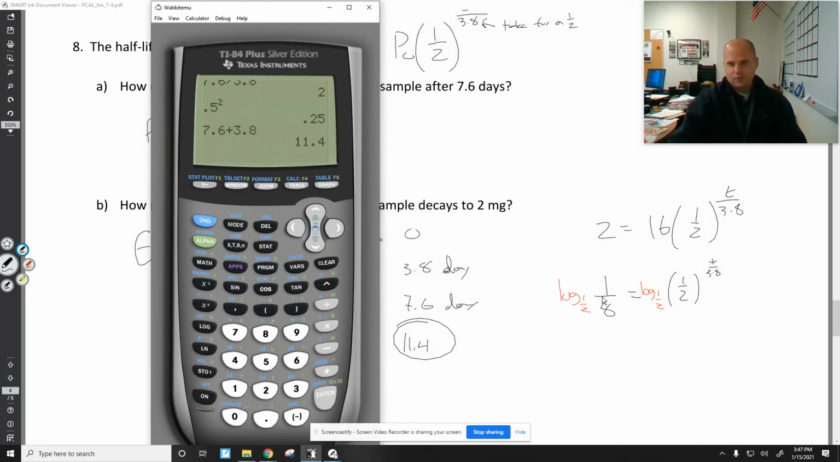This ends up being 3, right? Log base 1/2 of 1/8. Did I say negative 3? It's 3. That equals t over 3.8 multiplied by 3.8. That's what we just did. 11.4.